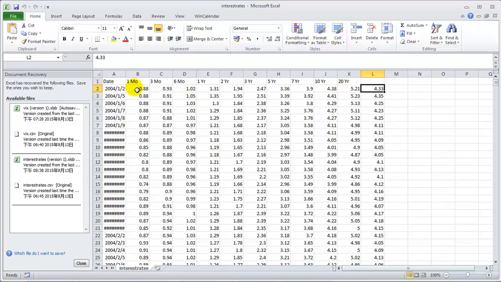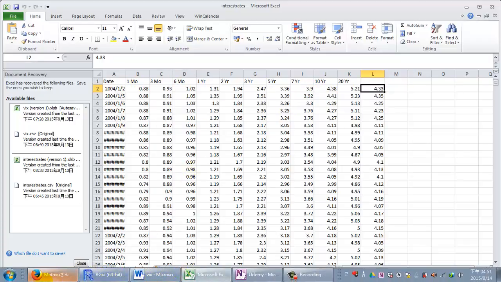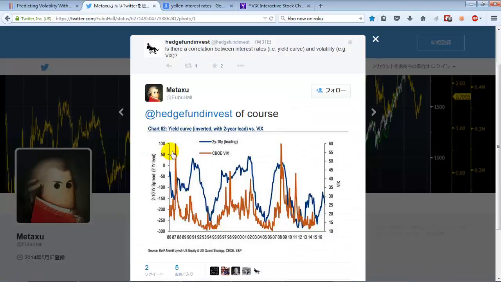So if you have a 1 month that's giving you a yield of 0.88 and a 20-year that's giving you a yield of 5, then the difference between those is more or less the slope if you consider roughly 20 years to be a unit. Okay, so here's what they got. They've got that curve plotted and they have the VIX plotted.